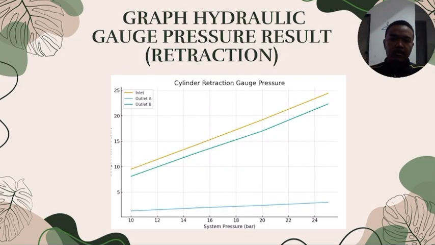Now, moving to the second slide, the retraction phase. During retraction, the cylinder pulls the rod back. Notice that for the same system pressures, the gauge pressure is generally lower compared to extension. That's because the piston area on the rod side is smaller, so less pressure is needed to retract. Still, the trend is consistent. As system pressure rises, retraction pressure also increases.